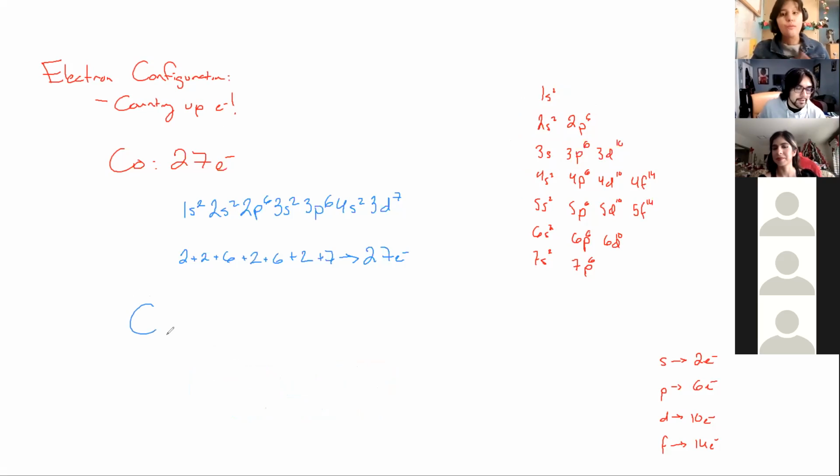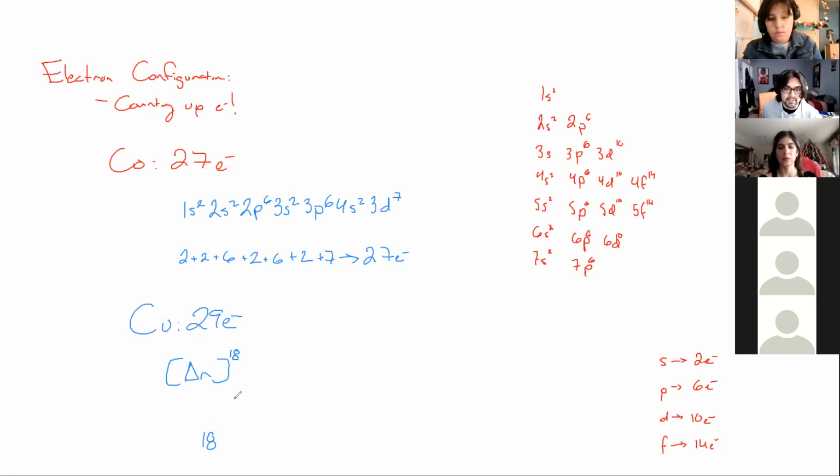Okay, if we're going to do copper, how many electrons does it have, first of all? 29. Okay, and if I'm going to do the shortcut method, what is the previous noble gas before copper? Argon. And argon, how many electrons does it have? 18. So we already started off with 18. Argon goes up to 3p6. So right now we're at 3p6. We just covered all this.